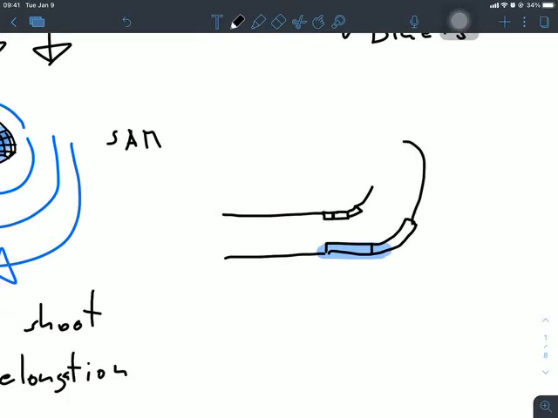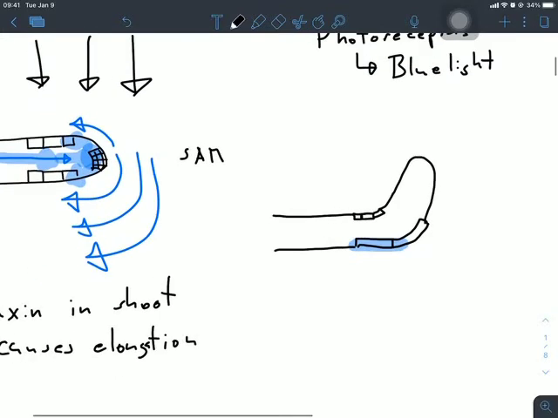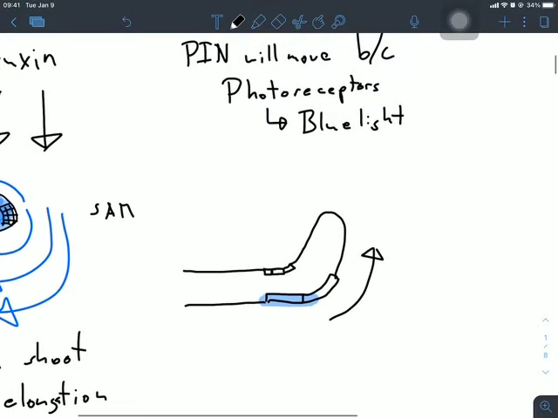By growing at different rates, you now cause one side to elongate more than the other, leading to a curvature in the growing tip. And again, this auxin is being shuttled to that lower edge by PIN proteins, which are responding to signals from photoreceptors to blue light. The auxin is going to migrate to the shady side.